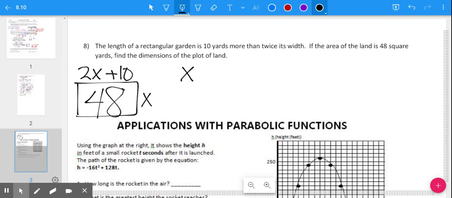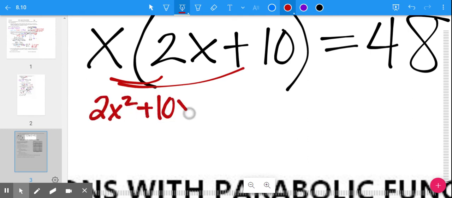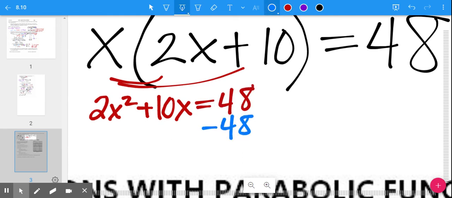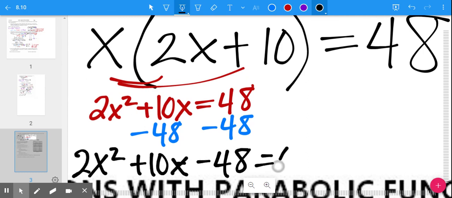So when we do our width times our length, or length times width, we end up with 48. So to work this one out, distribute the x. We have 2x squared plus 10x equals 48. Move your constant. We're left with 2x squared plus 10x minus 48 equals 0.